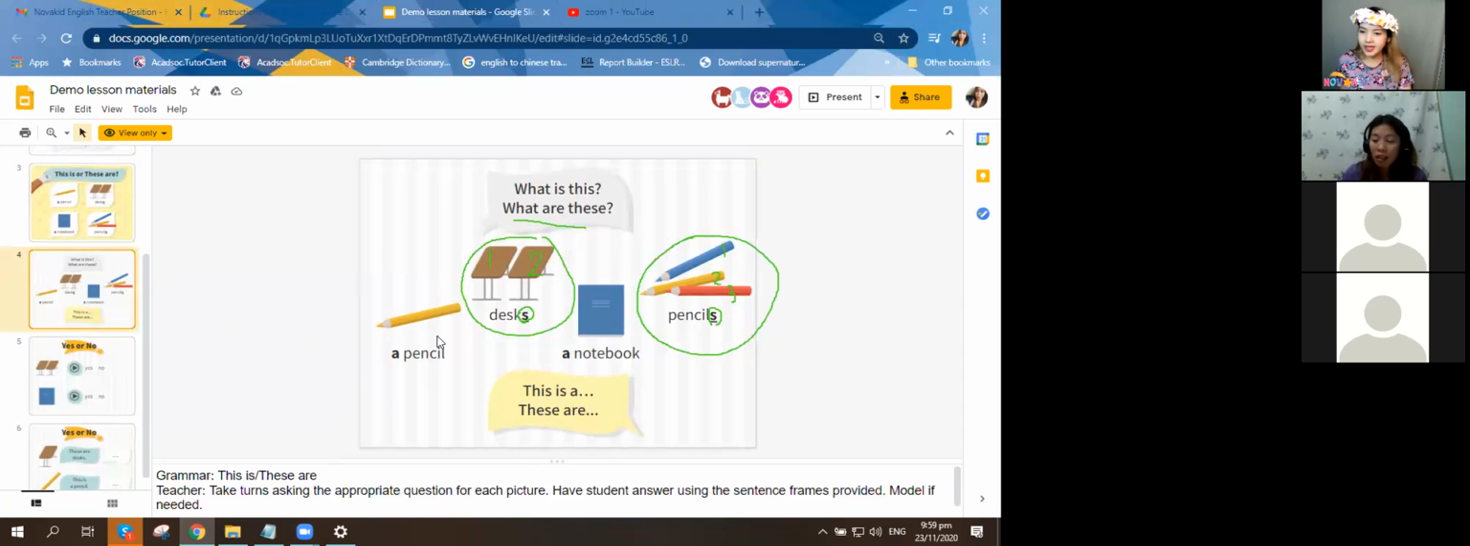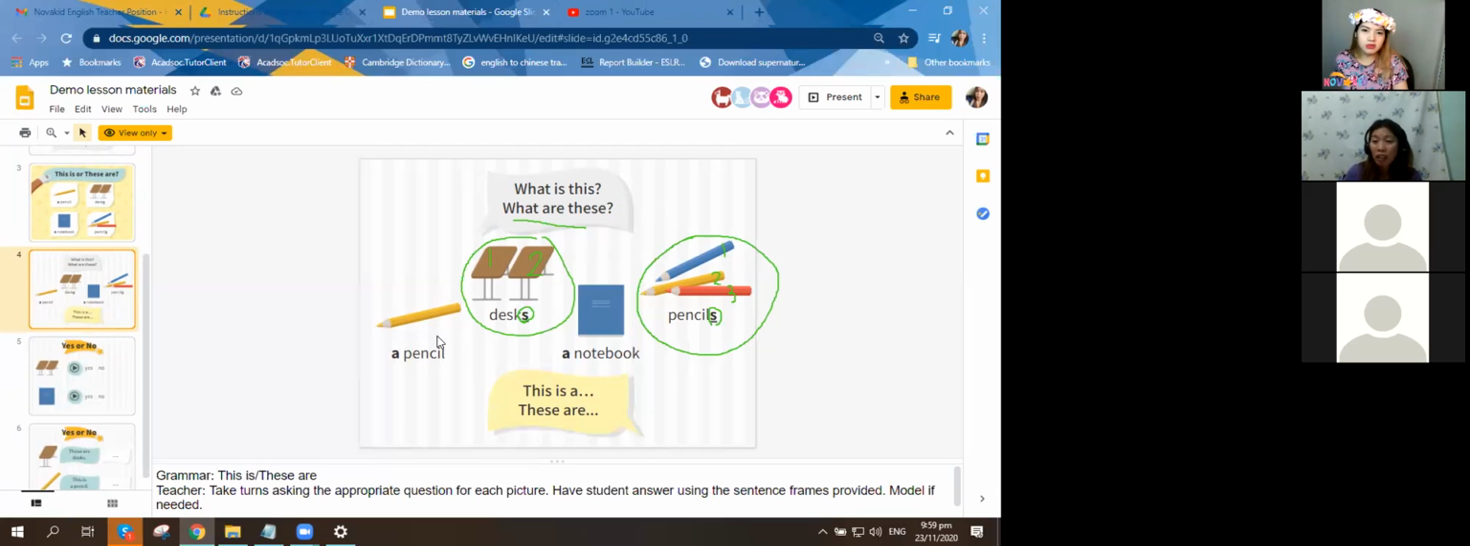Okay, like I could ask the student, what's the color of the notebook? And perhaps I could also insert and check whether the students know other school supply vocabularies.